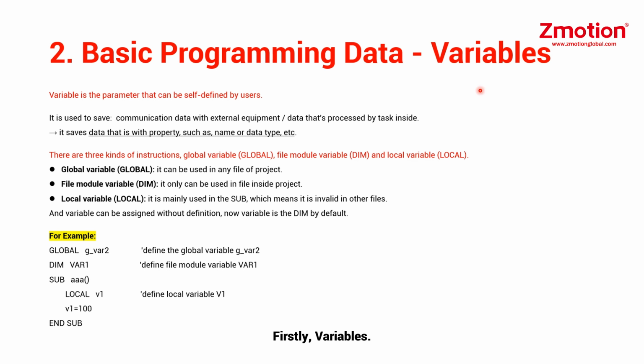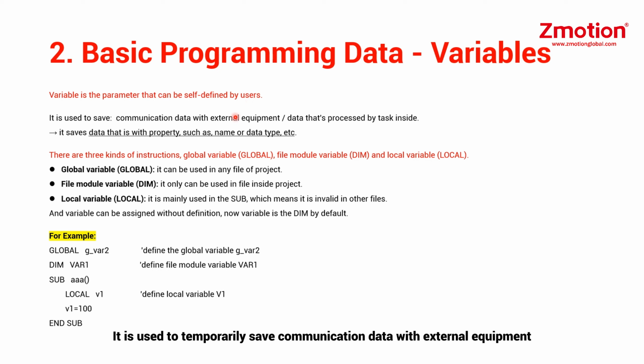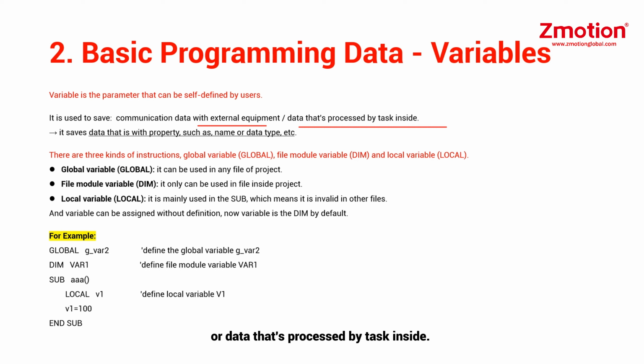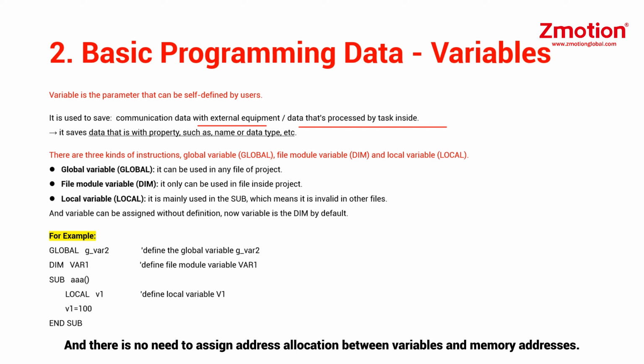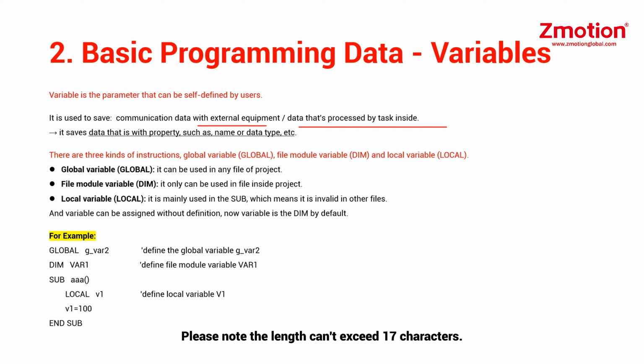Firstly, variables. A variable is a parameter that can be customized by users. It is used to temporarily save communication data with external equipment, or data that's processed by the tasking side. Namely, it saves data that has properties, such as name or data type. And there is no need to assign address allocation between variables and memory addresses. Please note the length cannot exceed 17 characters.